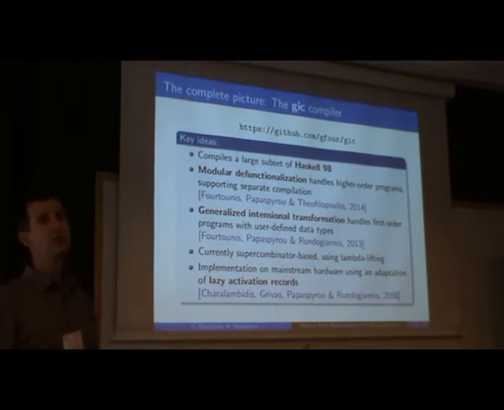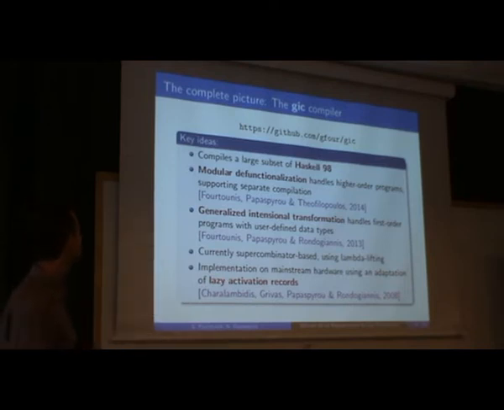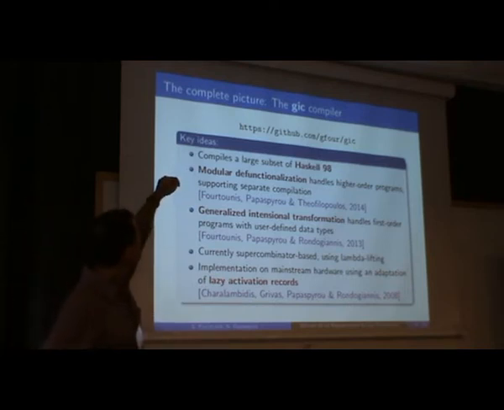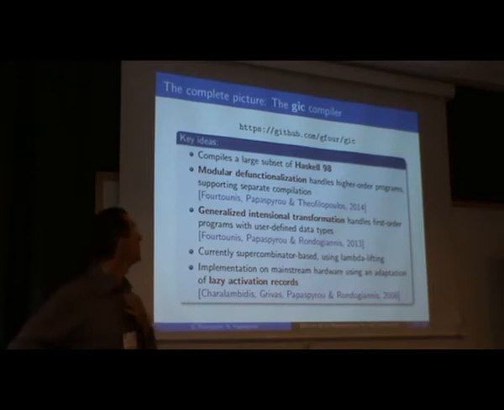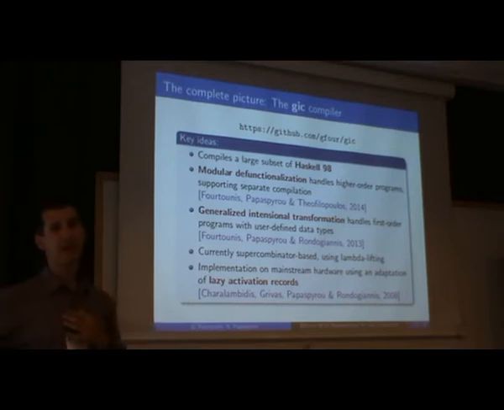So now this takes us to the complete picture for George's compiler, which we call GIC. If you want to try it, it's on GitHub, and you can go and take a look at it and see how it works for you. The compiler works for a large subset of Haskell. In the documentation, you will find what's not there and how the progress of adding these things is.